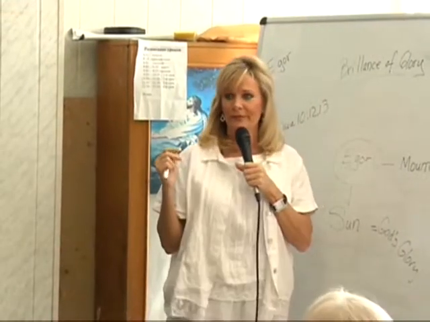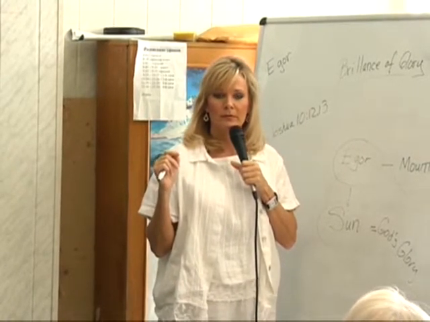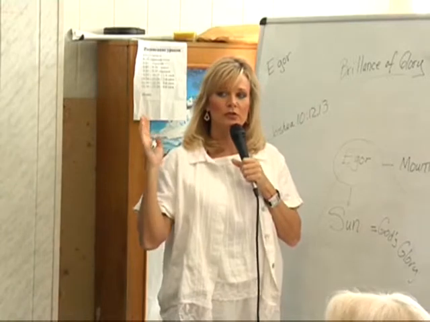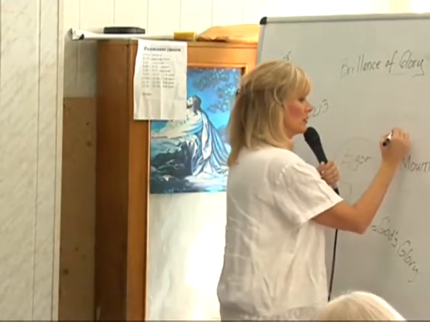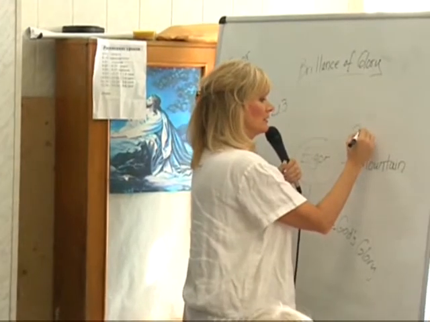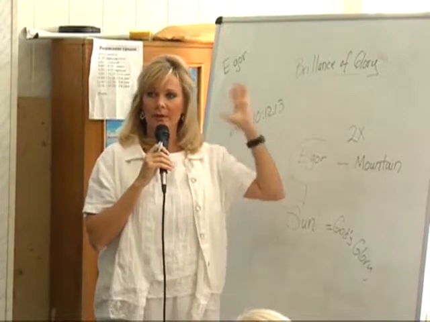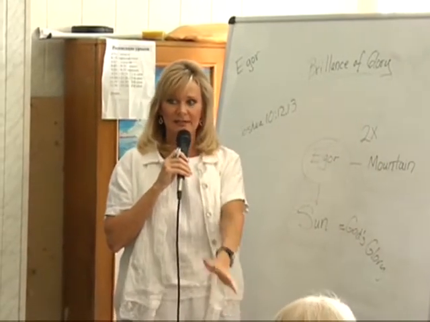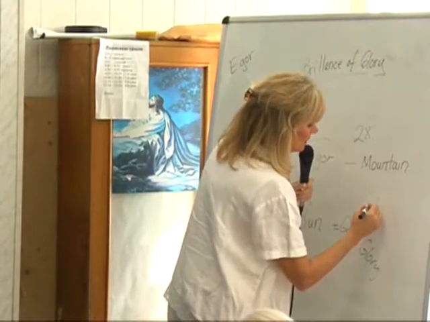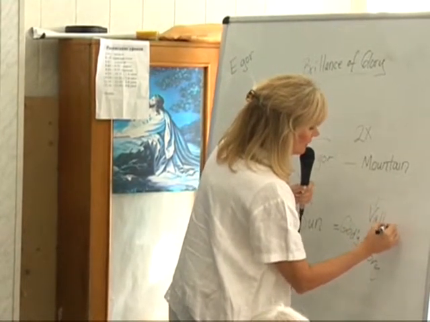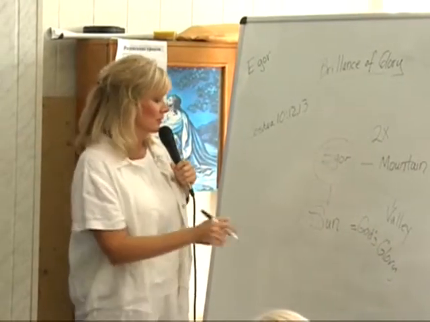Mountains. How many? Two rows, he said. Two rows of mountain ranges. So two mountain ranges, times two. A mountain range here, a valley, and a second mountain range. If you have two mountain ranges, you're going to have a valley in the middle.